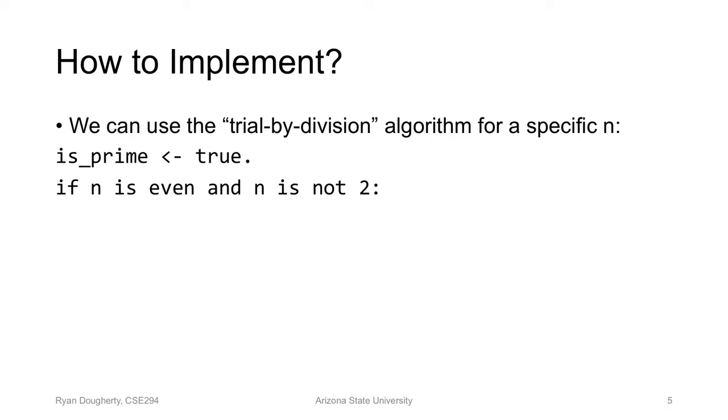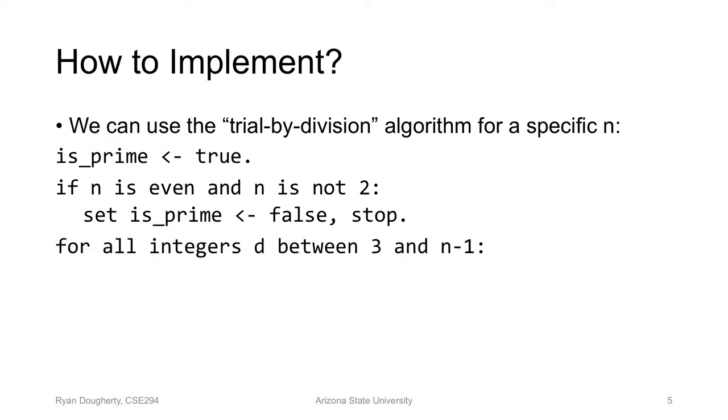If n is even, it's definitely not prime, right? Because if it's even, it's divisible by 2 already. And if it's not 2, then there are no other even prime numbers. So it definitely must be false, and we must stop, right? Because there's no point in searching further.